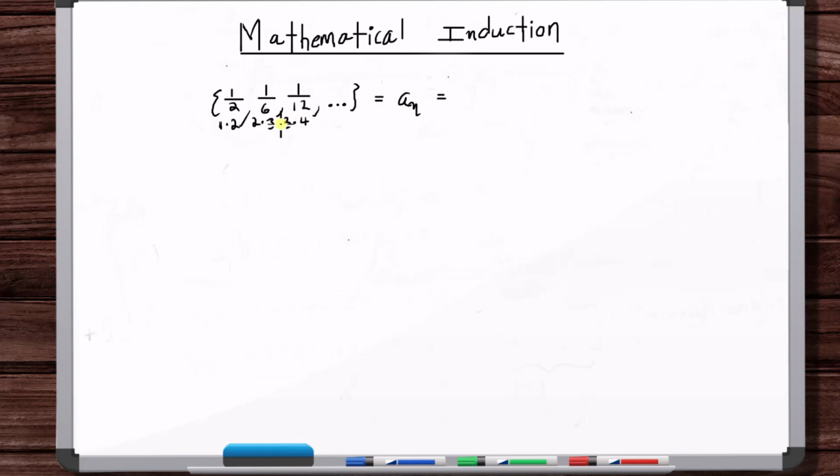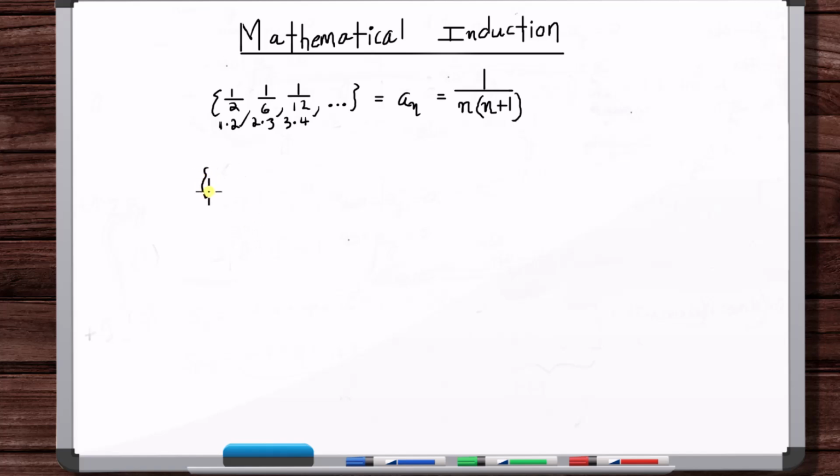If you factor or separate out the multiplier, what you have is the term that you're on, n, times n plus 1. And the third term, you would have 3 times 4. So that's a sub n.